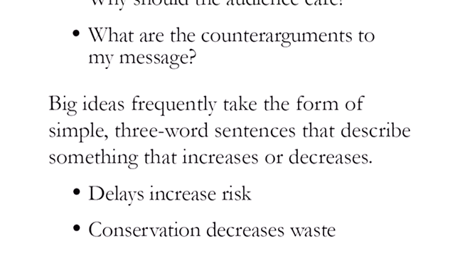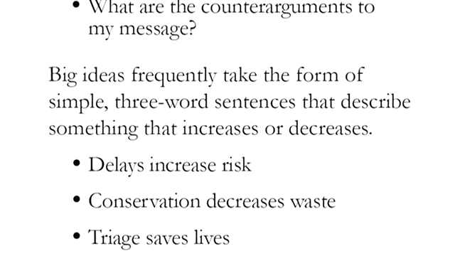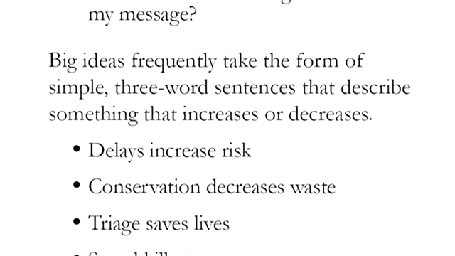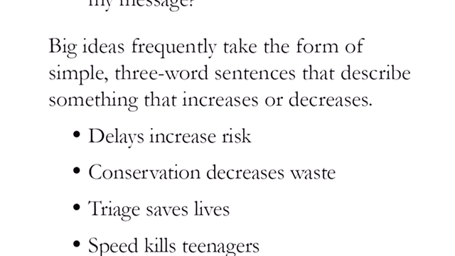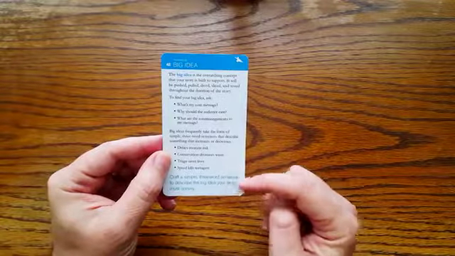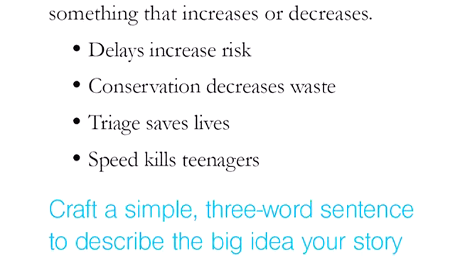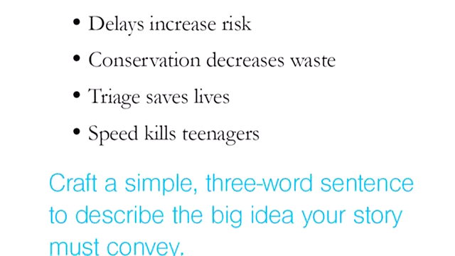Now the next section would be the examples. Big ideas frequently take the form of simple 3-word sentences that describe something that increases or decreases. Delays increase risk. Conservation decreases waste. Triage saves lives. Speed kills teenagers. And the last section is the call to action, the little exercise that you should probably go through in order to create, in this example, the big idea. Craft a simple 3-word sentence to describe the big idea your story must convey. All the cards have these basic 3 elements, and so once you know one card, you know the rest.